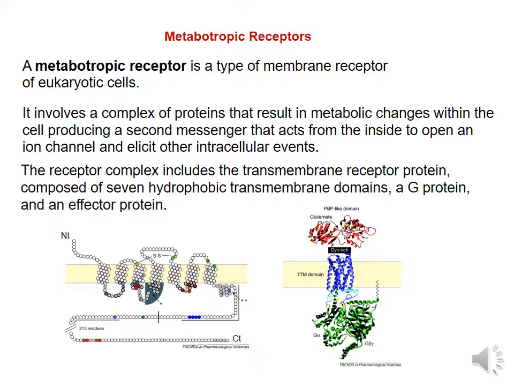So these complexes involve a complex of proteins that result in metabolic changes within the cell, producing a second messenger that acts from the inside to open an ion channel or elicit other intracellular events. The receptor protein includes a transmembrane protein with 7 transmembrane domains. It also includes a G protein, and it will also include an effector protein that depends on the type of metabotropic receptor. For the receptor protein, it's important to mention that the N-terminal is located in the extracellular space, while the C-terminal is located in the intracellular space.